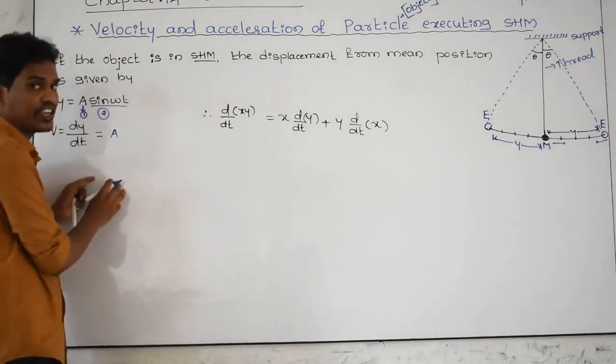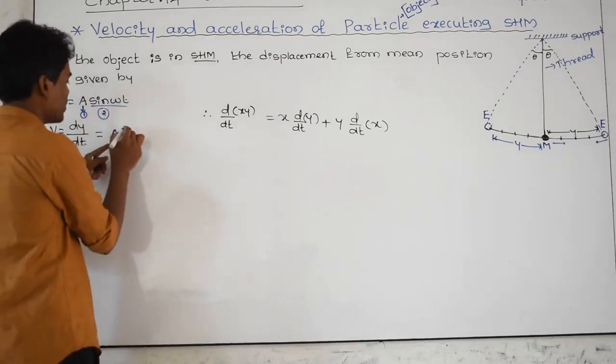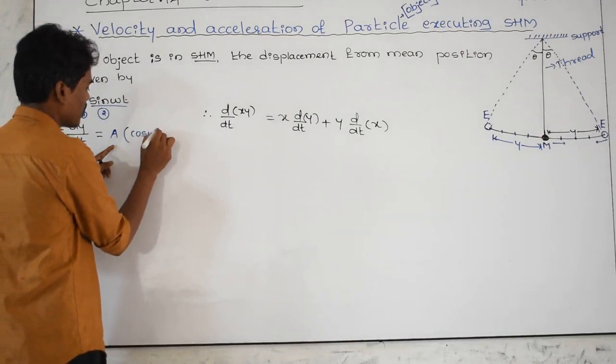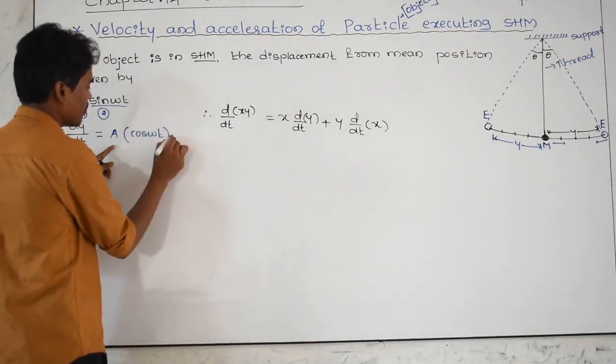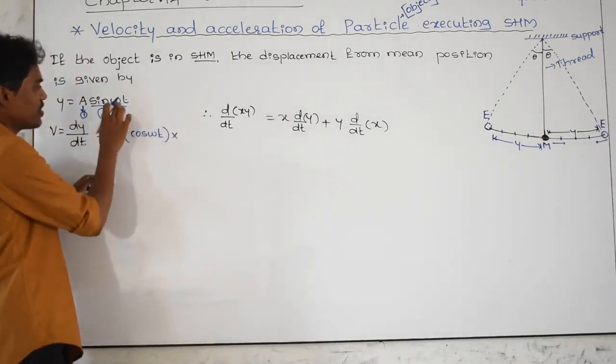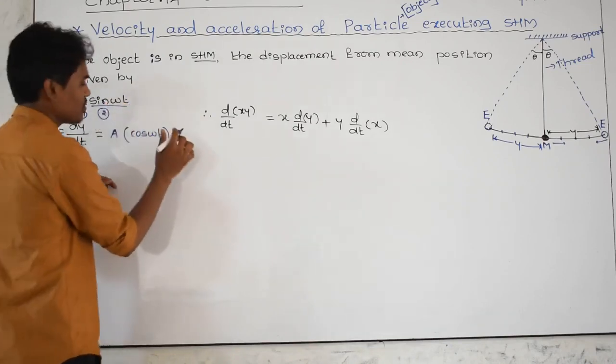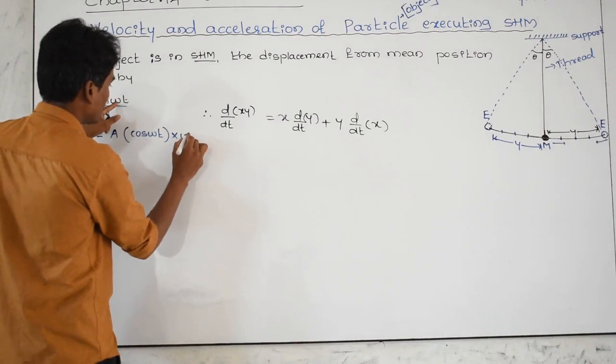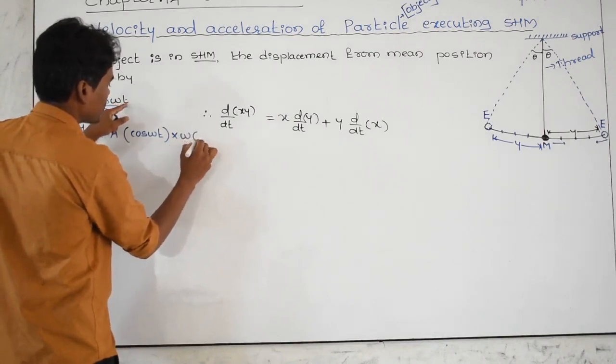Differentiate sin omega t. Differentiation of sin omega t is cos omega t, into differentiation of omega. Again, keep omega as it is, a constant, and differentiation of time with respect to time is 1.